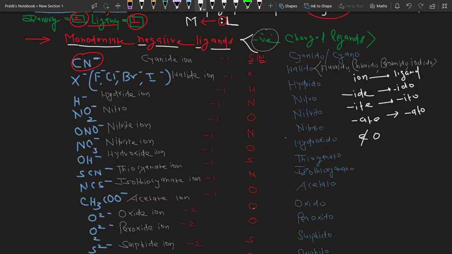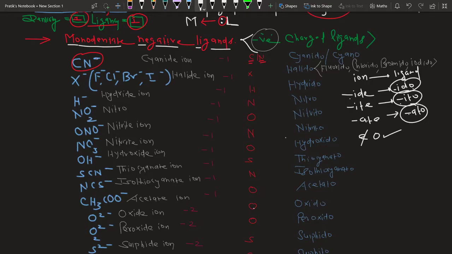So this ide, ite, ate is given as suffix on the basis of their charge. But this ido, ito and ato is given on the basis of their function. If these ions act as ligand, then only their e will get removed and we add o. So all ide will become ido, all ite will become ito, all ate will become ato.